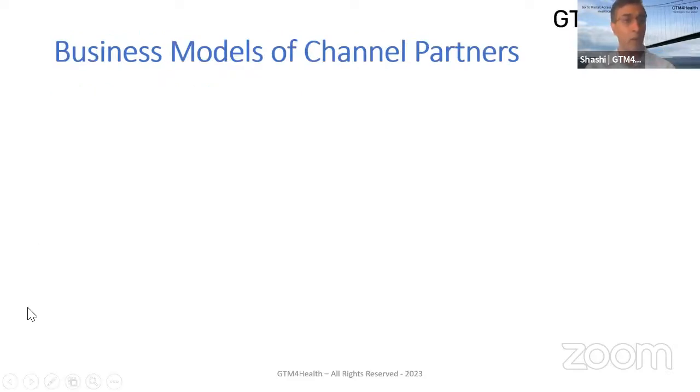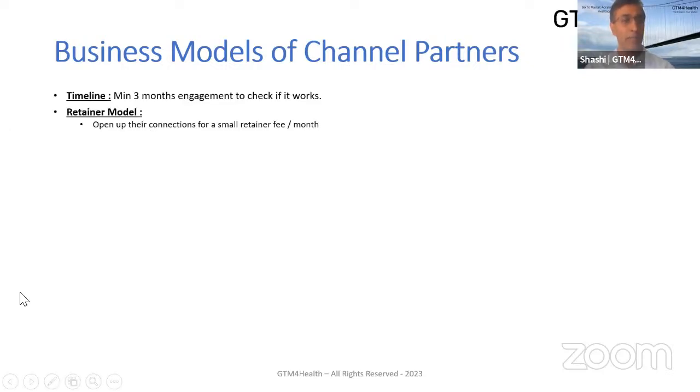Now we will touch upon the important aspects of the model that channel partners work. One of the most important parameters is, it won't work very easily, guys. In case you think, oh, quickly it will sell, no way. It takes a minimum of 3 months of engagement to check what's happening. They need to understand the product. They need to understand things around where should I position it, who are not customers, etc. So when you engage channel partners, look at a minimum of 3 months of engagement.